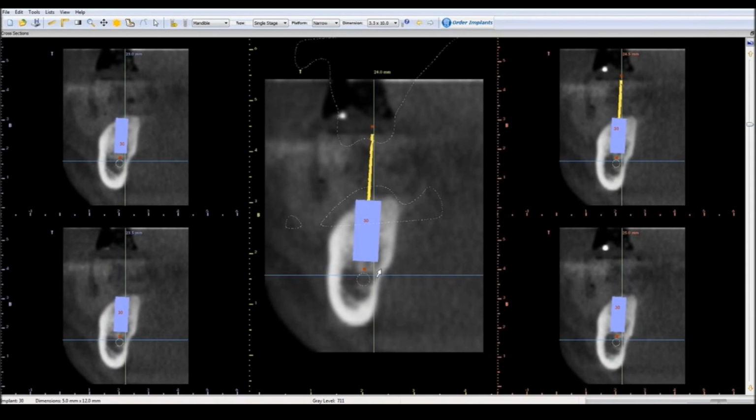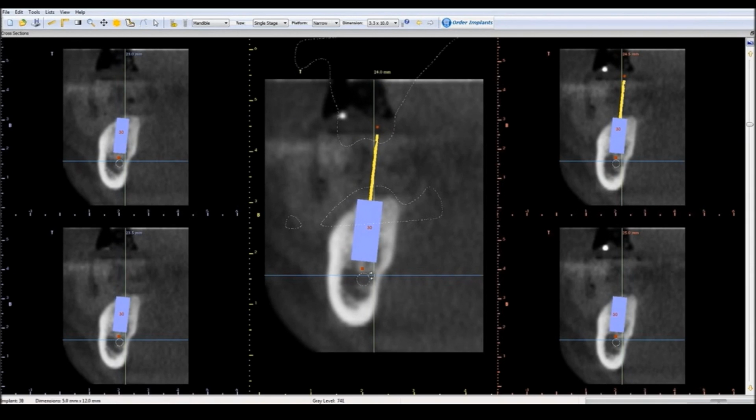Number 30, the first molar, you can see what you can do. So I can put this right on the lingual cusp. There's plenty of bone, so there's no reason not to have an ideal occlusal relationship given the anatomy that we have.